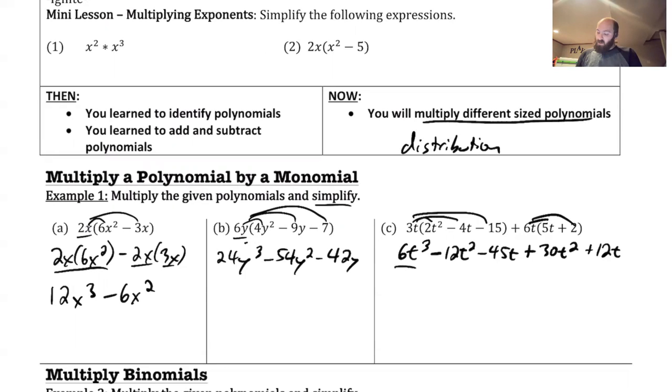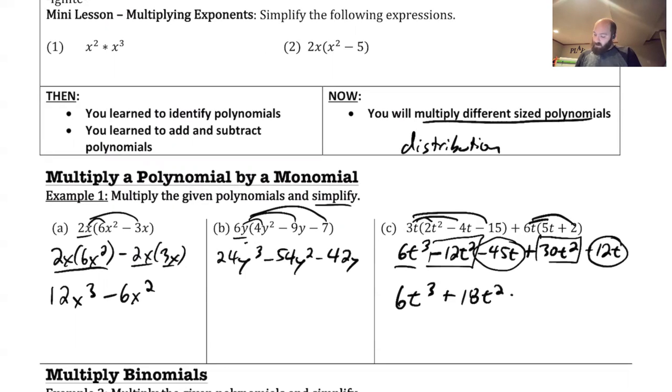Okay, this one is only t cubed, so I'm good there. I got negative 12t squared, positive 30t squared, and then I've got a negative 45 and a positive 12. So we're just going to combine these. So 6t to the third power, positive, that'll be 18t squared, and then a negative 33t.